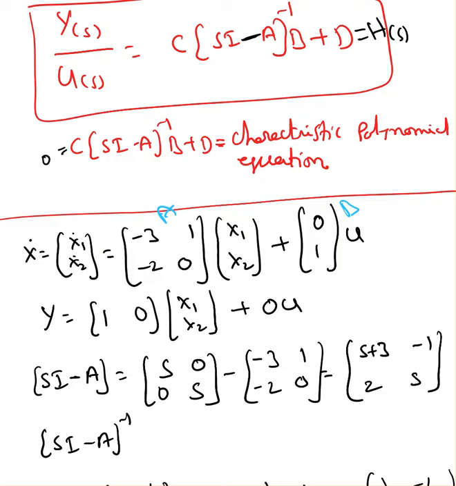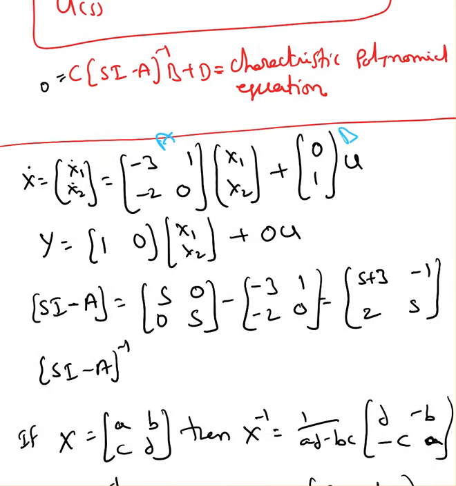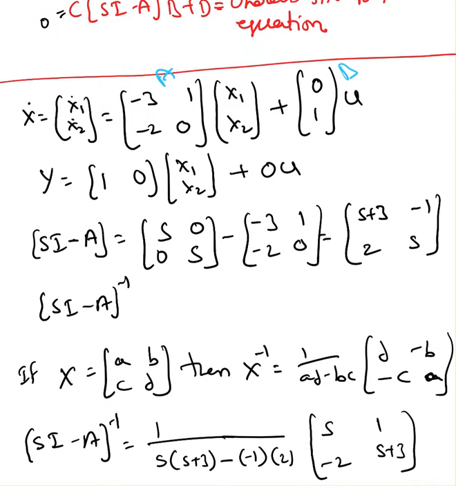So from the state equation and output equation, we are finding the transfer function. Step 1, we'll find sI minus A. So sI minus A is [s 0; 0 s] minus [-3 1; -2 0], which gives [s+3 -1; 2 s]. Okay. Now sI minus A inverse.